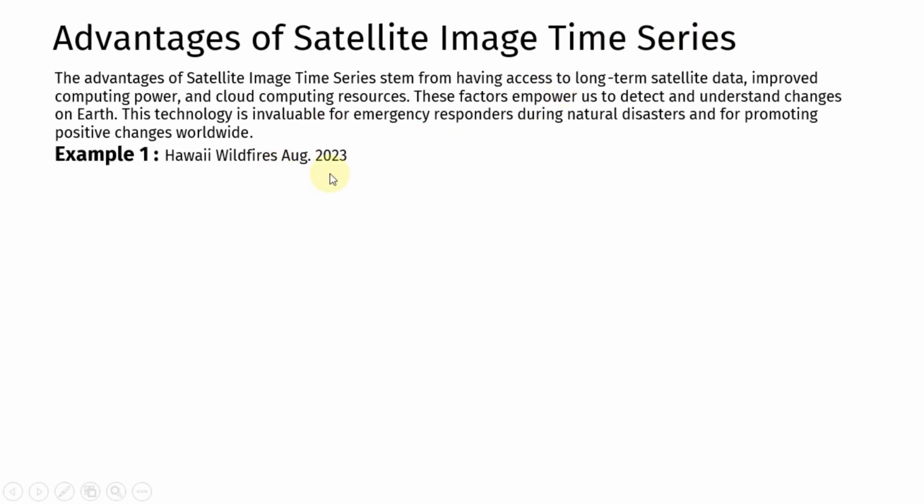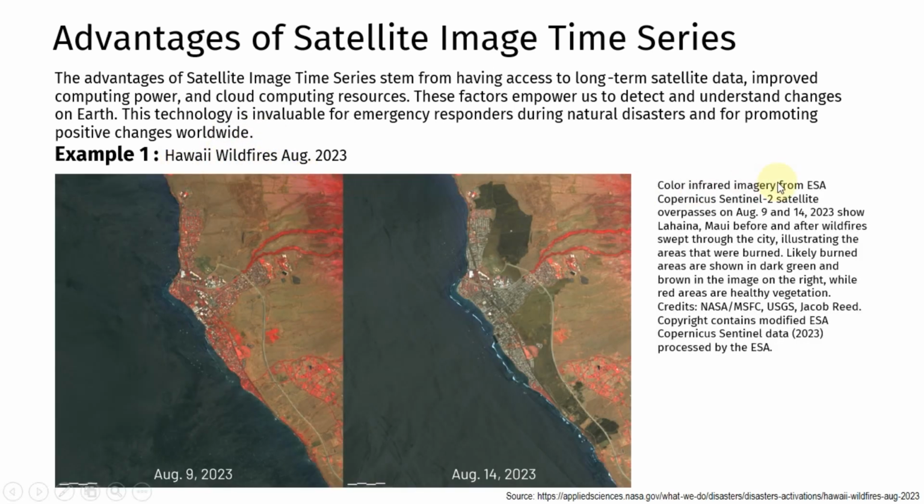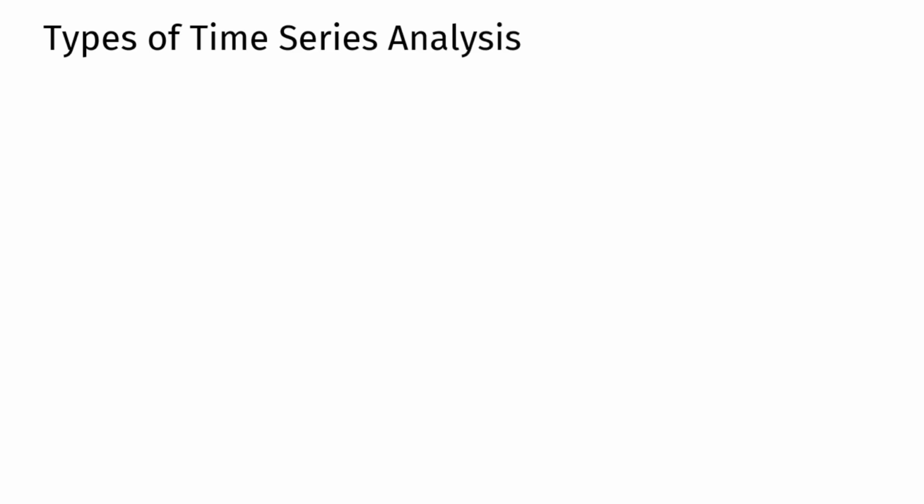In August 2023, Hawaii faced devastating wildfires. The color infrared imagery from ESA Copernicus Sentinel-2 satellite overpasses illustrates Lahaina, Maui, before and after the wildfires. It vividly displays areas that were burned in dark green and brown, while red areas signify healthy vegetation. These images and data played a critical role in assessing the impact of the wildfires, aiding emergency responders and informing recovery efforts. So, the next slide is on time series analysis and its types.